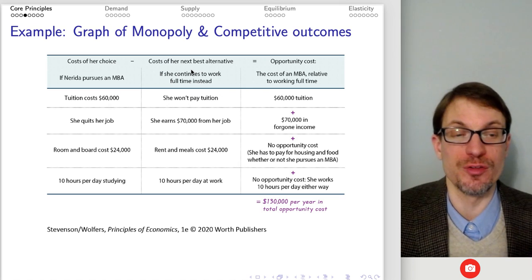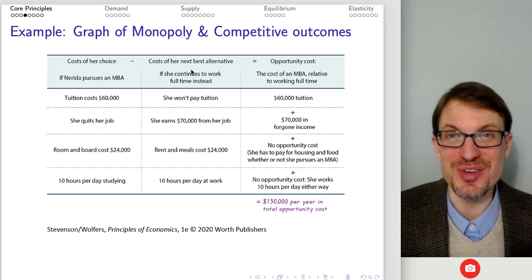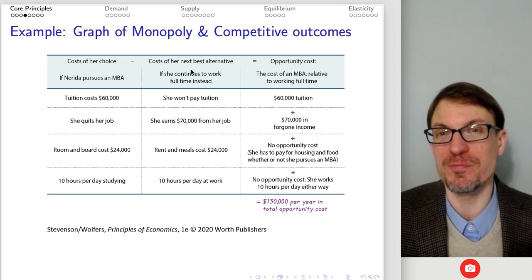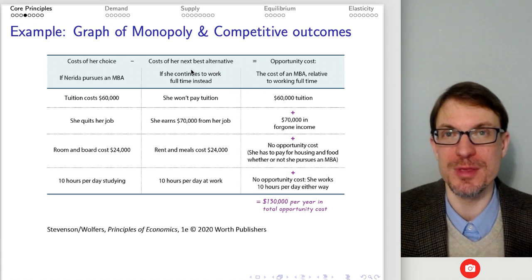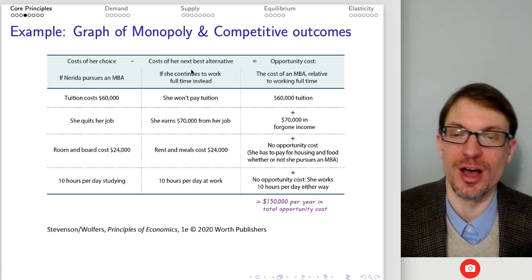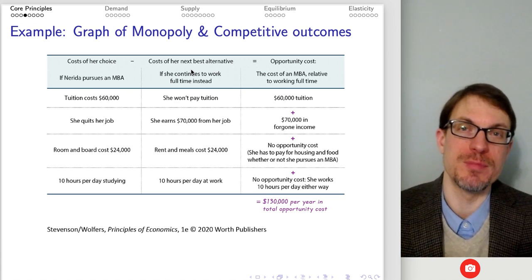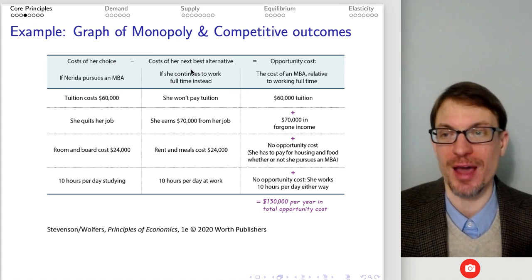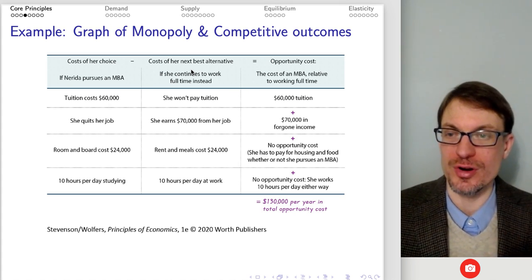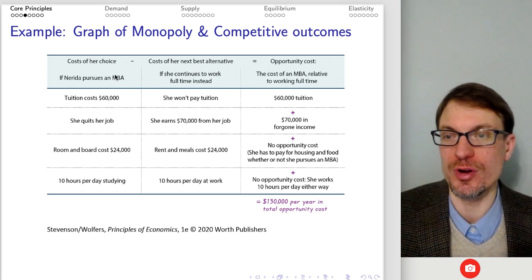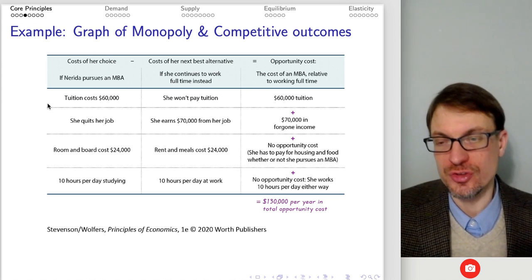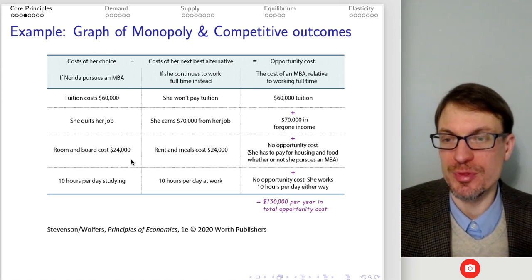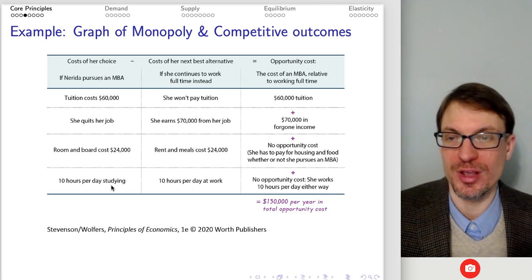The perspective is the opportunity cost of pursuing the MBA is what we're trying to count out here. Now you could have framed the perspective the other way. You could think of it as, if the opportunity cost of pursuing the MBA is the foregone ability to work, the opportunity cost of working is the foregone ability to pursue the MBA, right? Anyway, here we're taking the perspective that the choice is whether or not to pursue the MBA. So we want to think of what are the costs of the choice? Well, there's tuition, there's giving up the job, there's room and board, and then there's 10 hours per day studying.